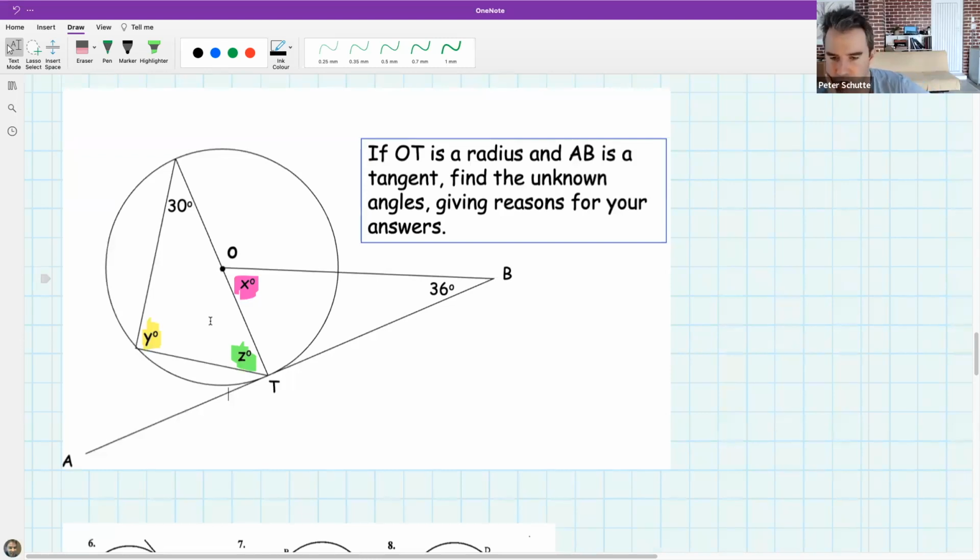Okay, that's good news. I haven't given it to you, and it's a lovely question. So over to you guys. And I want you to think about the 3 main facts or theorems that we're using today.